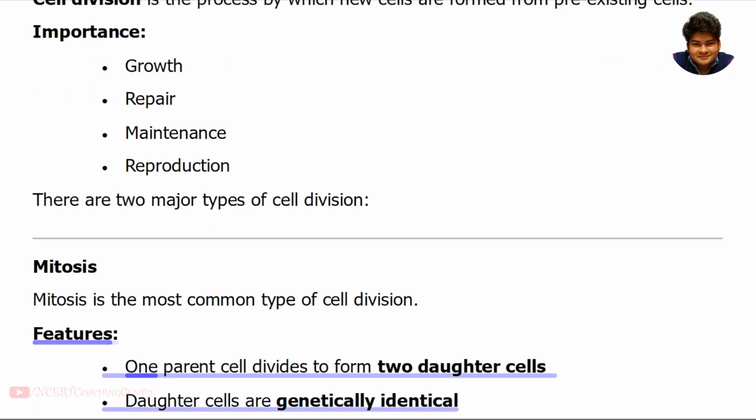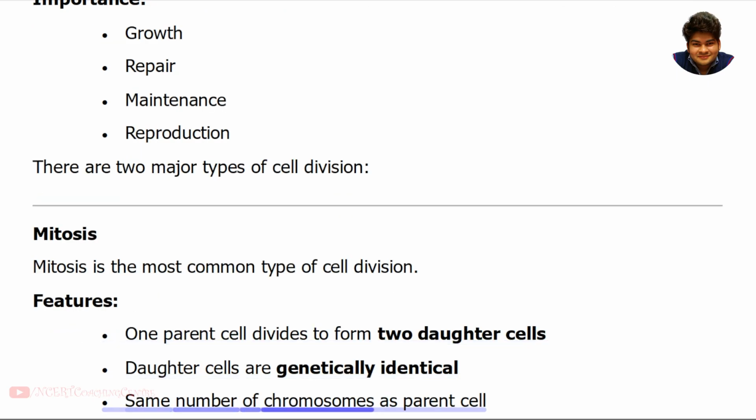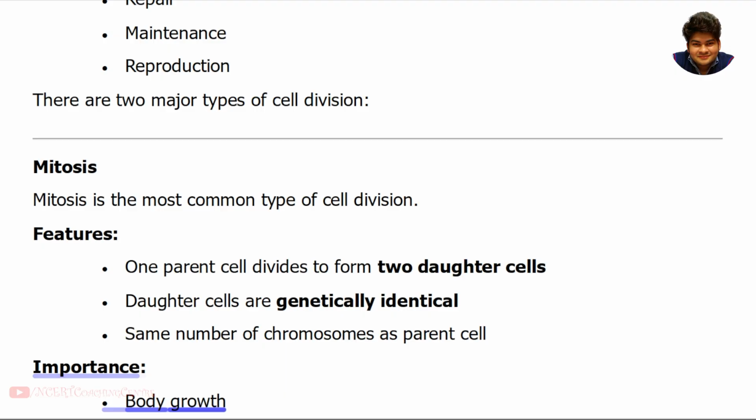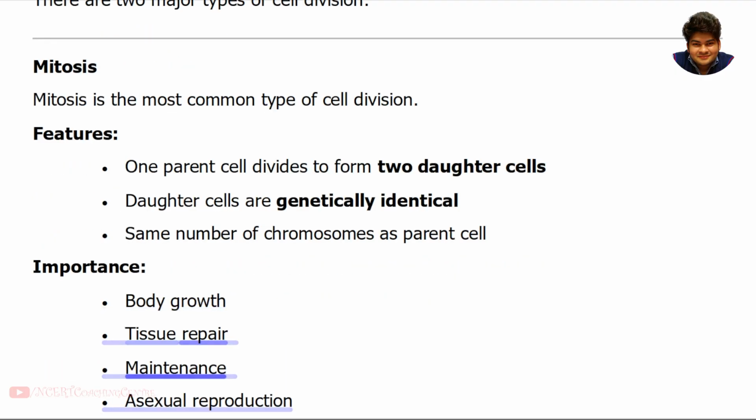Features: one parent cell divides to form two daughter cells. Daughter cells are genetically identical. Same number of chromosomes as parent cell. Importance: body growth, tissue repair, maintenance, asexual reproduction.